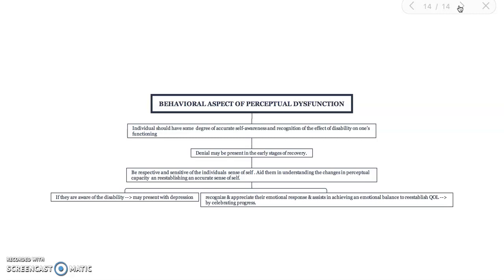And finally, you want to focus on the behavioral aspect of perceptual dysfunction. The individual should have some degree of self-awareness and recognition of their disabilities. But at the same time, you have some persons that may present with denial, especially in the early stages of their recovery when they're not as aware of certain deficits that they may have. So you want to work with them to help them to be aware of the disability and recognize it, and try to provide some sort of help or assistance with their emotional response and assist them in achieving an emotional balance to re-establish their quality of life.